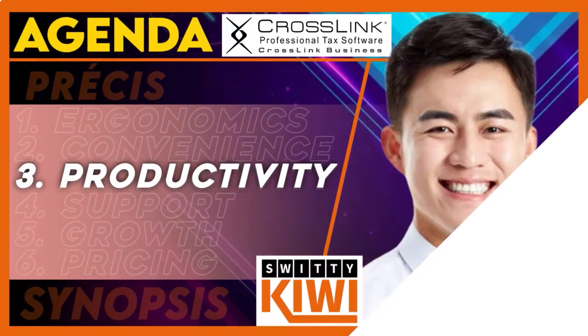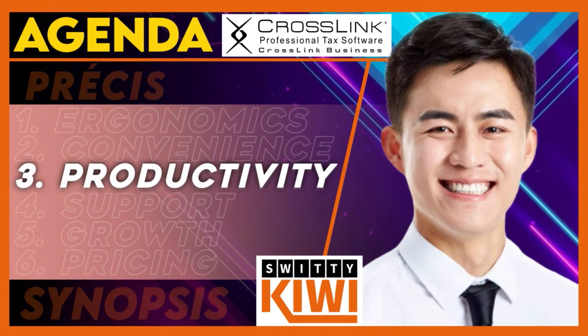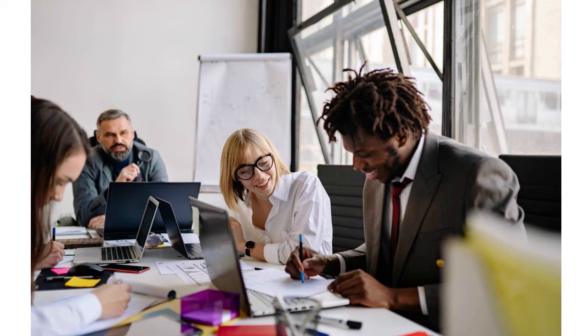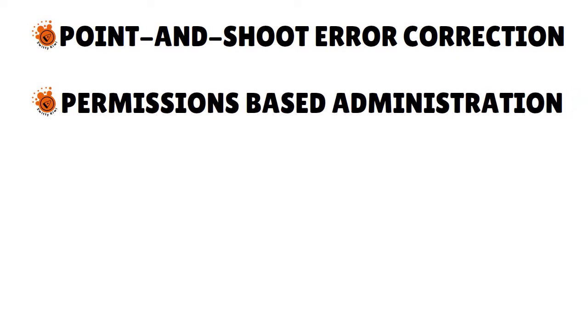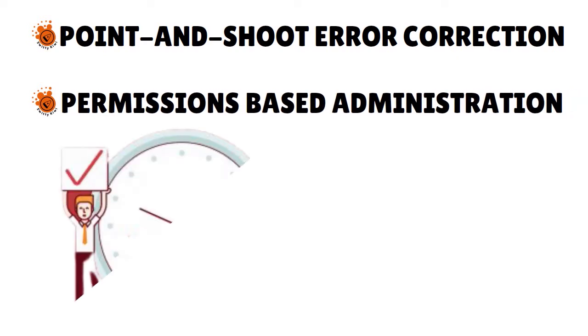I want to talk to you now about productivity, folks. Here we focus on workflow gains. How can you use CrossLink Business to boost productivity? Well, one thing we love is that this is not only a great value in professional tax software, it also has many useful features such as point and shoot error correction and permissions-based administration. So those two, among others, will save you time when preparing returns.